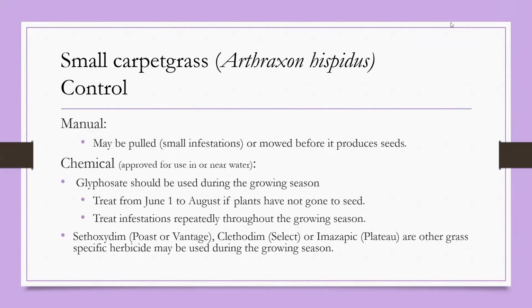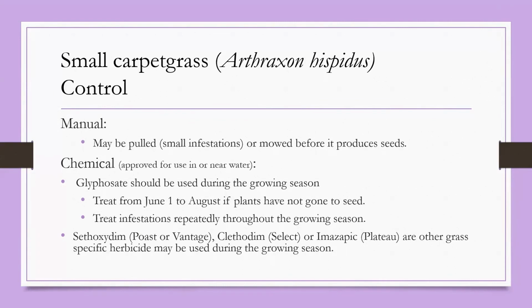And you can treat with a chemical at 1% if you're going to use something like Post or Select or Plateau. You're going to use even less than 1%, typically 1/4 to 1/2% in a solution of water. So you're going to treat from 1 June all the way to August. Stop treating when they've gone to seed because it's ineffective. You're wasting your chemical. And you would treat those infants.